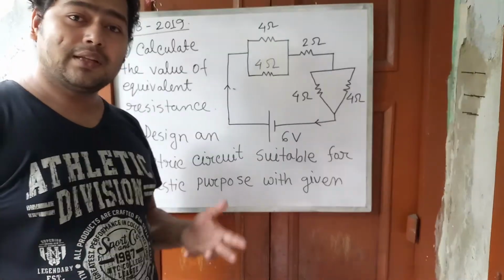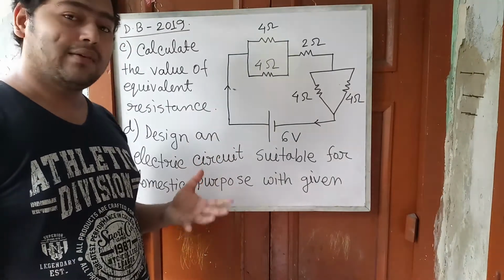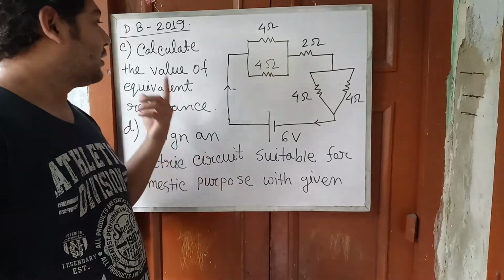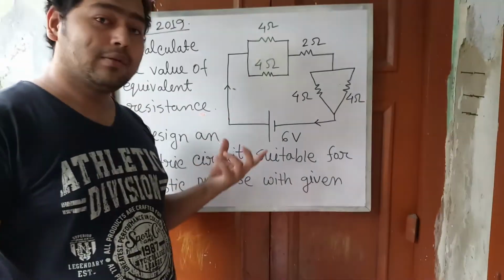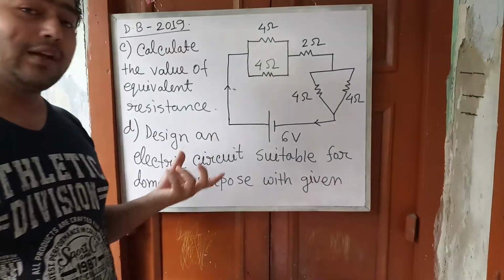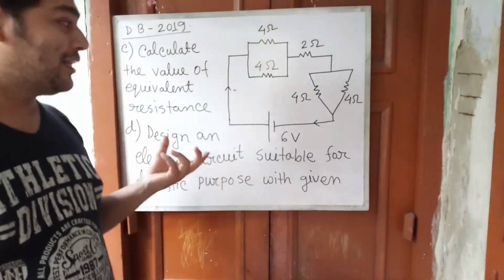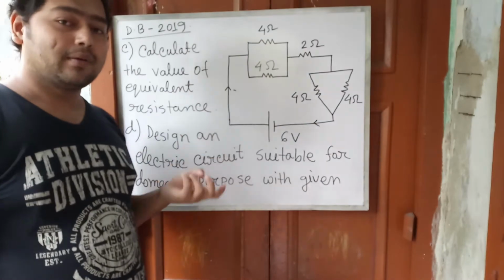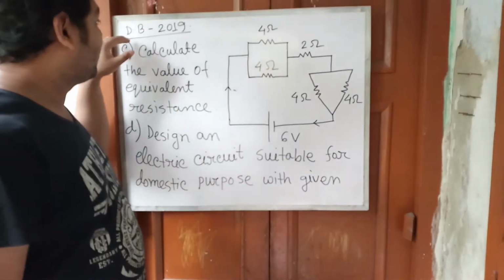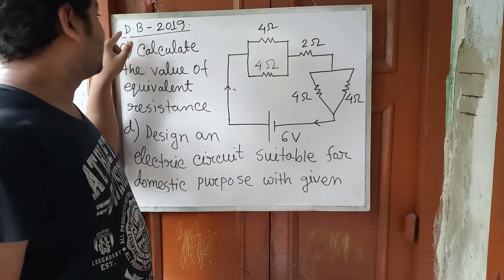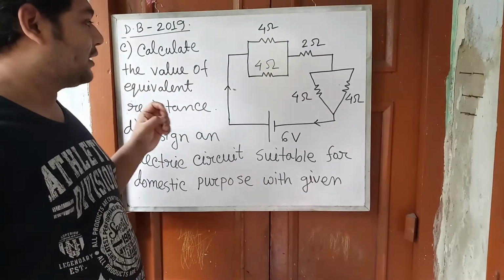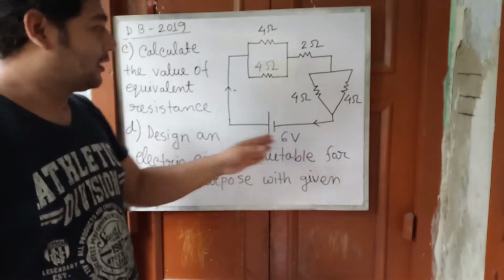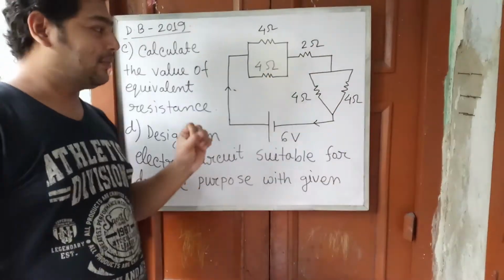In our previous class, we discussed some formulas from current electricity. Now I am trying to solve a problem using these formulas. The problem I am taking is the Dhaka Board question of 2019. This is the stem, the configuration of the stem.